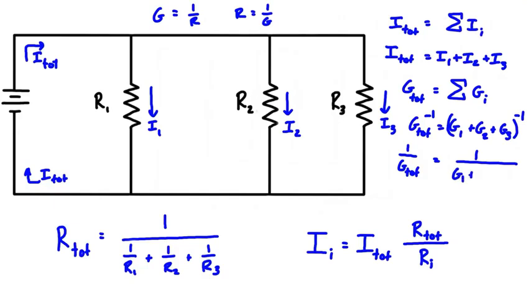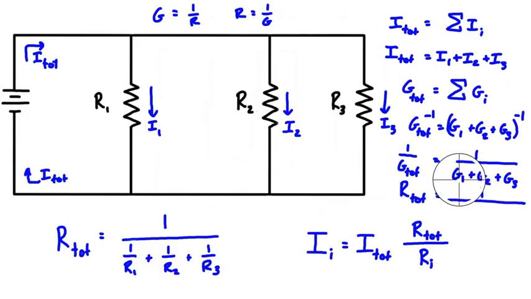So this was G1 plus G2 plus G3. Now 1 over conductance is just equal to resistance. And we have the subscript of total there, so 1 over the total conductance is equal to the total resistance. So we can write that for the left-hand side. That's R tot.